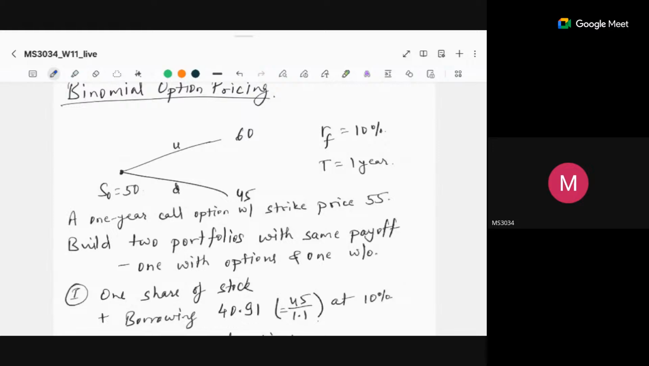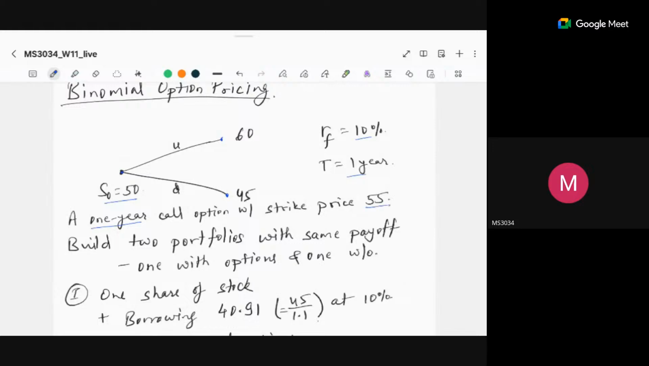Currently the stock price is 50 rupees, and this stock price can either go up to 60 rupees or go down to 45 rupees. These two are the only possibilities. The risk-free rate is given to be 10%, and for simplicity we take 1 year as my time period, and this is my annual risk-free rate. My task is to find the call option price, with 1 year maturity and a strike price of 55 rupees.